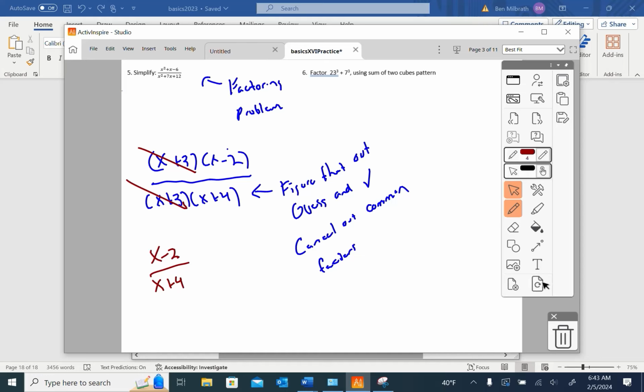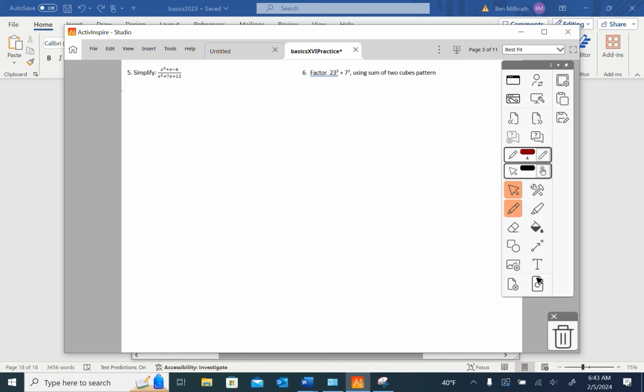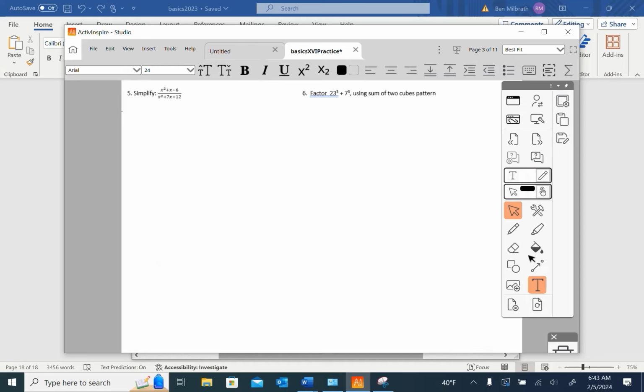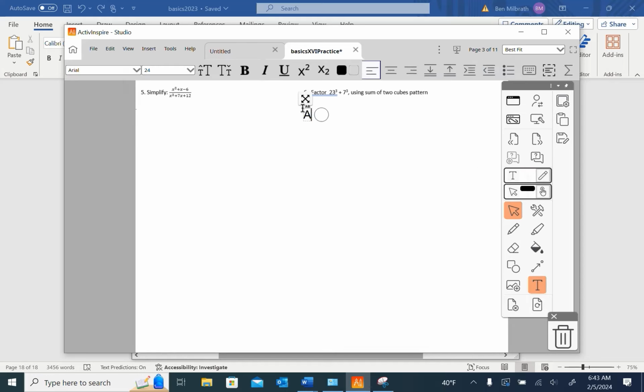Let's see here. What are we on? 6? 6 I can type. Notice it says using the sum of 2 cubes pattern. Sum of 2 cubes says a cubed plus b cubed is equal to a plus b times a squared minus ab plus b squared. Sorry, I don't know why I said b there.